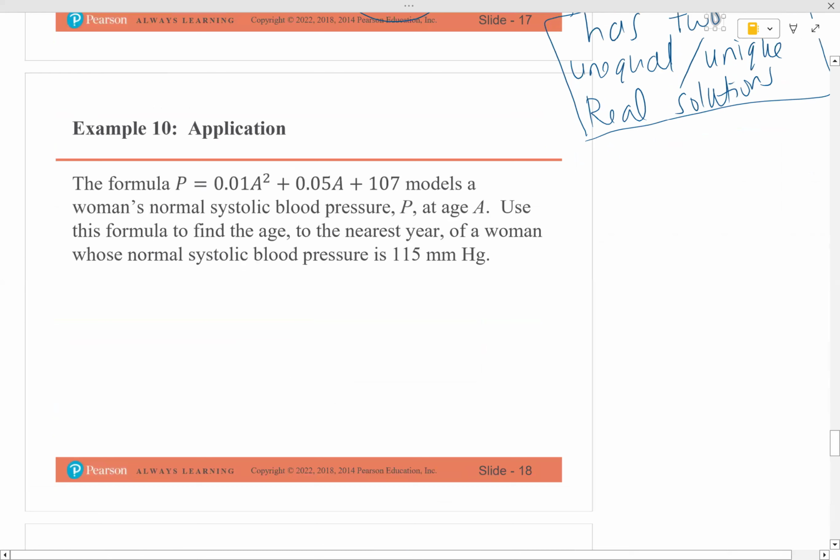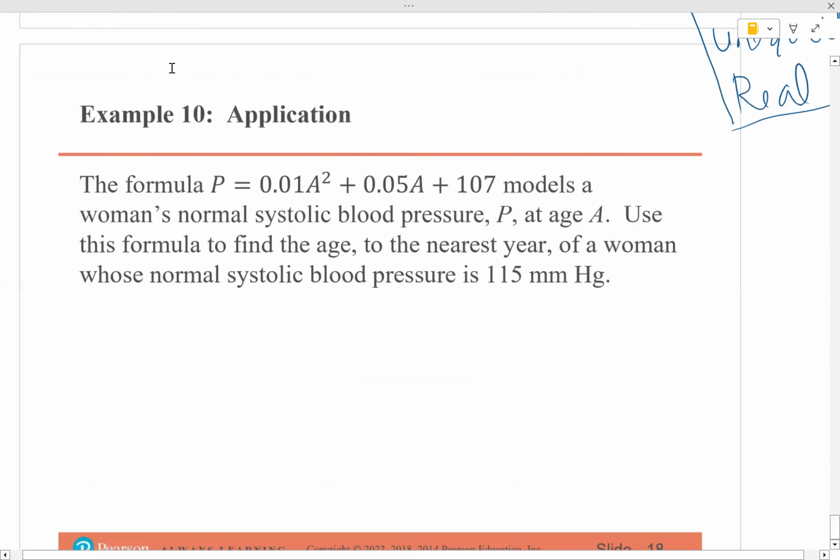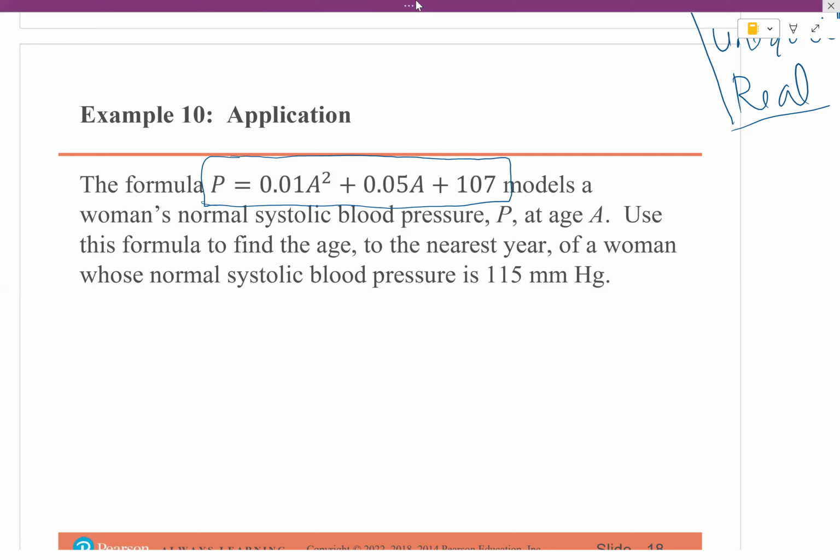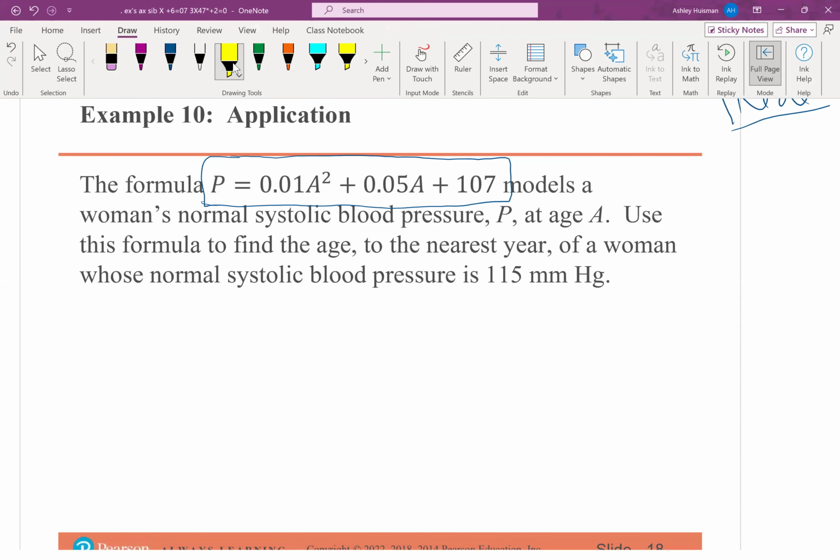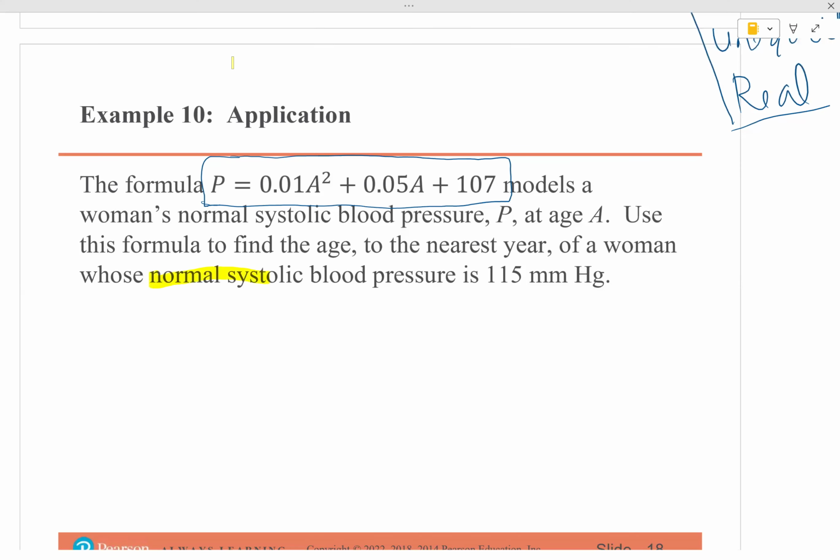So here's a formula, P equals, what the heck is wrong with me? P equals negative 0.01 A squared plus 0.05 A plus 107, and it models a woman's normal systolic blood pressure, P, at age A. Use this formula to find the age to the nearest year of a woman whose normal systolic blood pressure is 115. Well, in that case, it looks like they're giving us a woman's normal systolic blood pressure being 115.